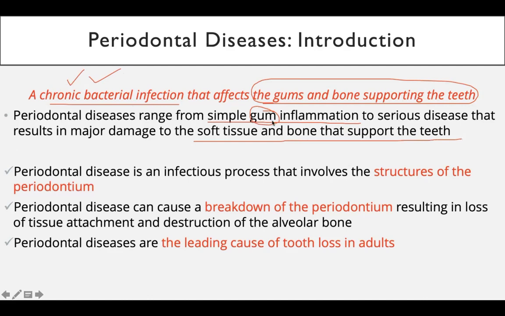gingivitis, and it can reach a serious, major damaging stage where all the soft tissue and bone will be involved. And if it is not taken care of, then finally the tooth will lose its vessel, the tooth will lose its arterial supply, blood supply, and will fall. So that's why it's important.